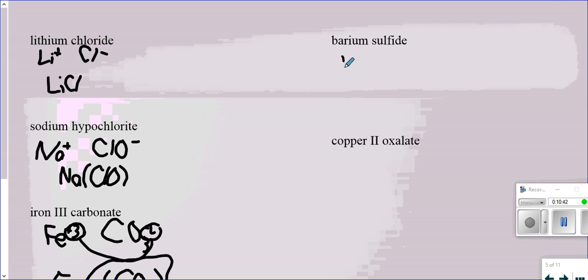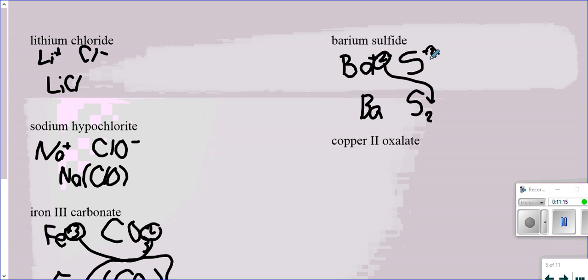Here we have barium sulfide. So we have Ba that has a +2 charge, and sulfide that has a -2. So when you go to write your formula, you have Ba and S. This 2 is going to cross over here to this S. And this one is going to cross over here to the Ba. And remember, with this formula, we can reduce these by 2. So our formula will actually end up being BaS.